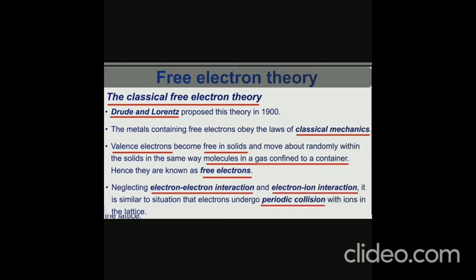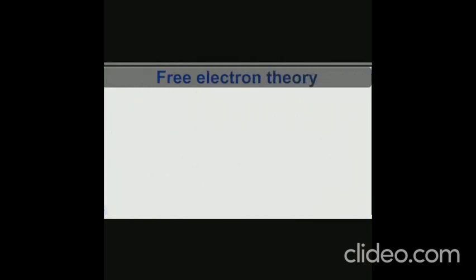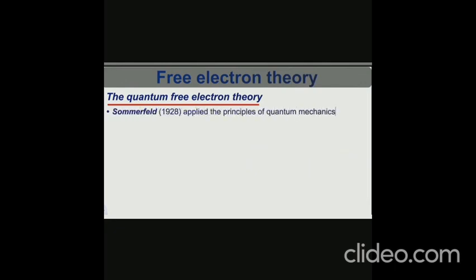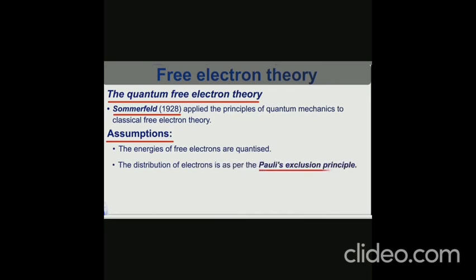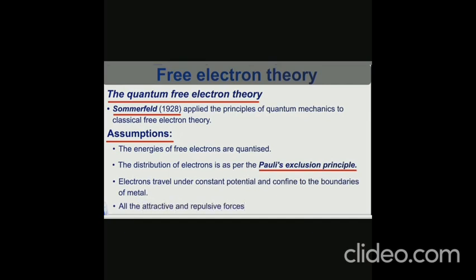Now let's see the quantum free electron theory. The quantum free electron theory was developed by Sommerfeld in 1928, who applied the principles of quantum mechanics to the classical free electron theory. Next, the assumptions. The energies of free electrons are quantized. The distribution of electrons is as per Pauli's exclusion principle. Electrons travel under constant potential and are confined to the boundaries of the metal. All the attractive and repulsive forces are neglected.